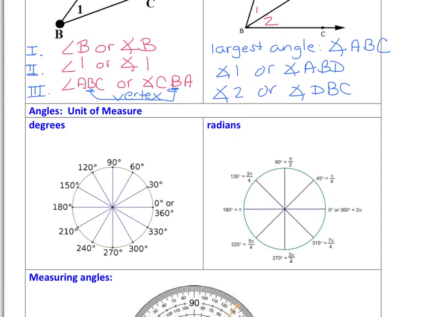Okay, now what types of units do we use to measure angles? Well, the unit that I'm sure you're mostly familiar with is degrees, and of course the symbol is the same type of symbol that you would use for temperature, such as degrees Celsius or degrees Fahrenheit. Obviously 2 very different concepts, however.